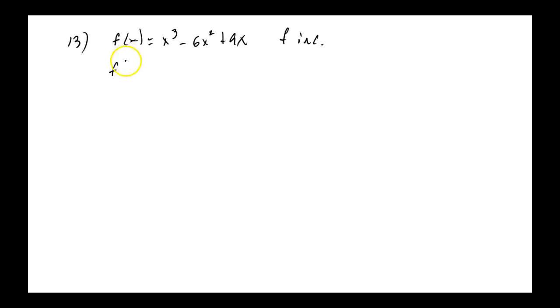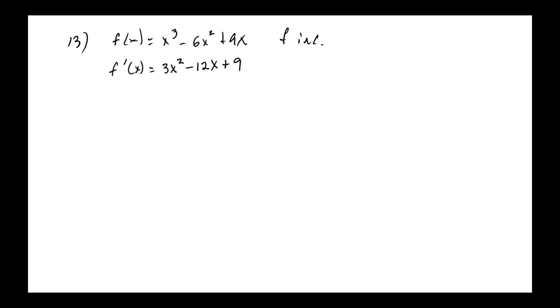Okay, so let's take a derivative, f prime of x. This is a polynomial function, so all you're dealing with is powers. What's the rule for this? 3x squared, minus 12x, plus 9. Perfect.